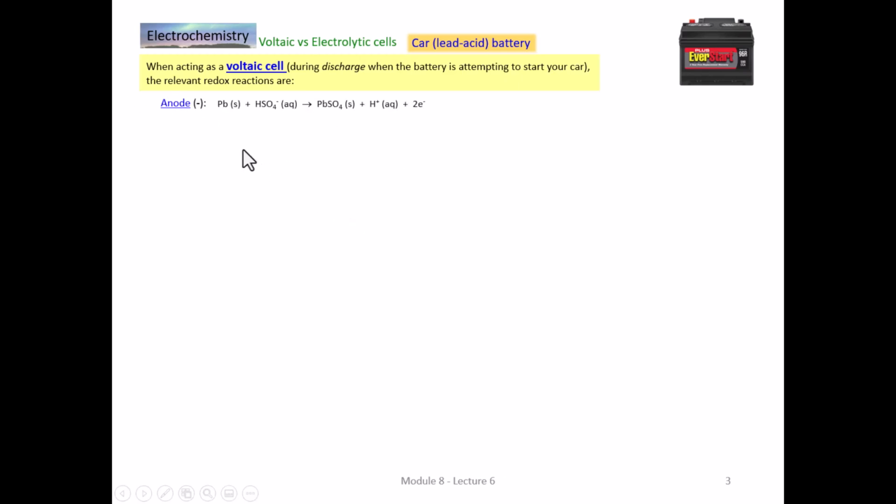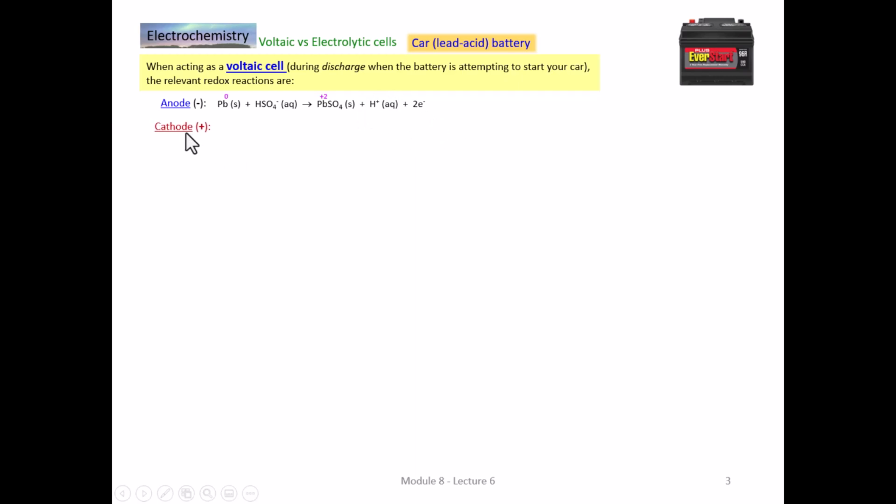Okay, let's look at the battery that started your car, most likely. Today, if you used your car. Now, when acting as a voltaic cell, which is what your car battery would be doing when it supplies electrical energy to the starter motor, that would be called the discharge of the battery. The relevant redox reactions are at the anode where oxidation is occurring. There is lead metal, which also involves hydrogen sulfate ions in the electrolyte, but most importantly, lead metal is oxidized to lead sulfate. So it's lead 0 to lead 2+, releasing 2 electrons. Notice hydrogen ions are also involved here.